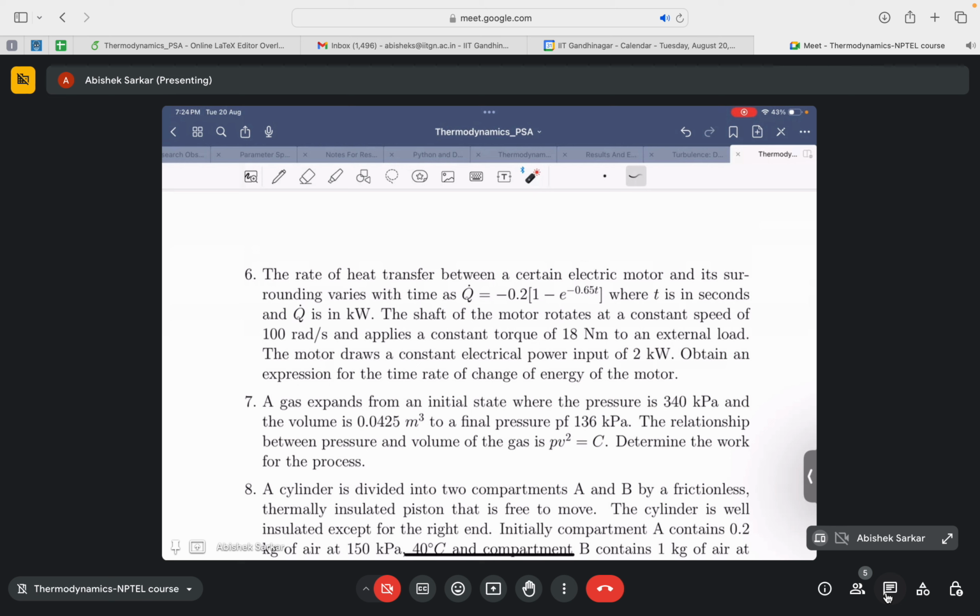The shaft of the motor rotates at a constant speed of 100 radians per second and applies a constant torque of 18 newton meter. The key thing to remember is that it is a constant speed in radians per second, so this is actually equal to omega. It is not RPM or rounds per minute, it is radians per second, directly giving the angular velocity, which is basically the angular displacement per unit time. So the shaft rotates at a constant speed of omega equal to 100 radians per second and applies a constant torque of 18 newton meter.